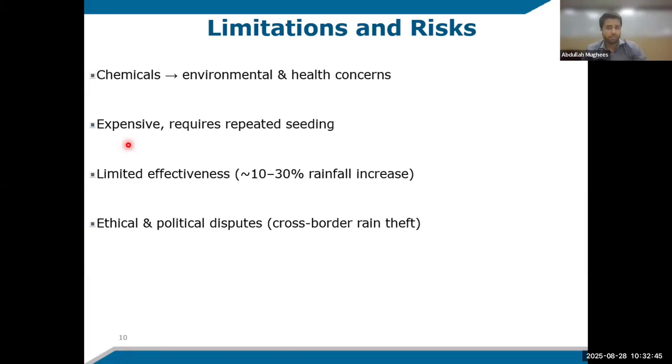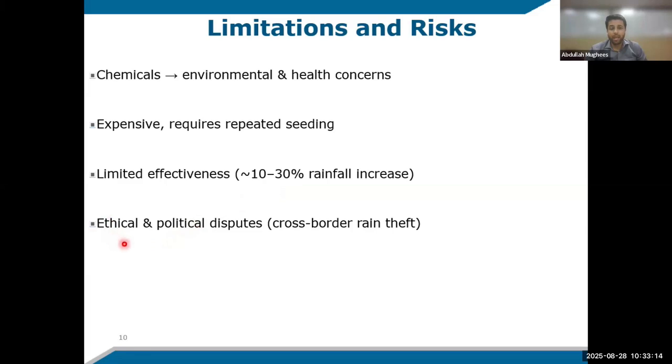Not the chemical itself, it's not that expensive, but the process is expensive because we have to bring the chemical near the clouds, and we need some kind of plane for that. And planes with flights are expensive stuff. So we do have limited effectiveness in these things. Okay, so 10 to 30% rainfall may increase from what was going to naturally occur.